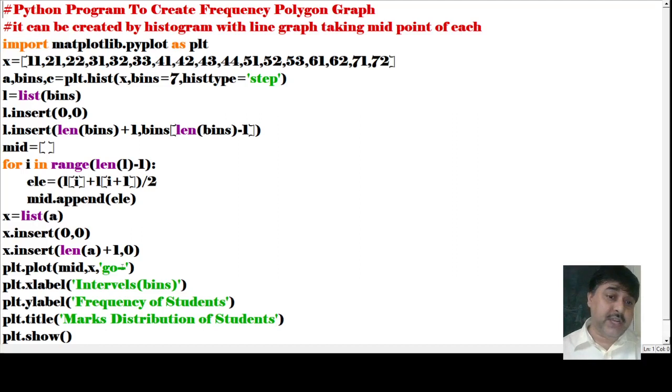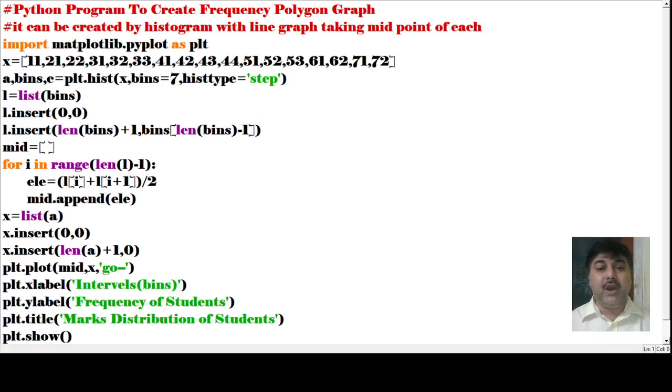Dash dash has been given here. Okay, so plt.xlabel, the intervals of the bins, that x label I have given, then the y label name has been given, the title has been given, and plt.show(). So this is what you can see here in this particular graph, in this particular area, that we have our work, and we are making this particular work to be implemented.